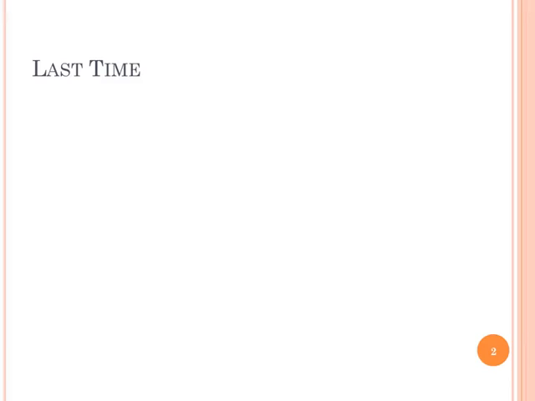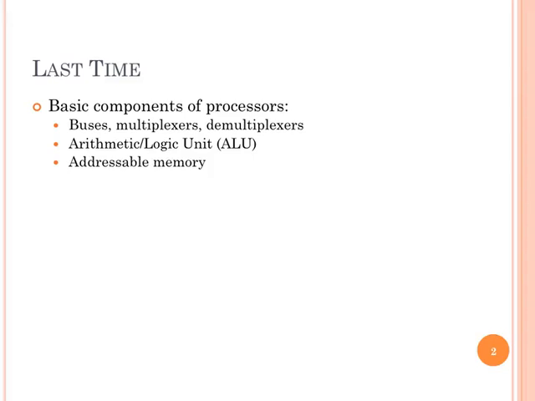So we talked last time about these various components that we needed to build a processor. And we talked about buses, just ways of routing signals around, multiplexers so that we could switch where signals go. We're going to be employing these heavily today. The arithmetic logic unit, which is the thing that actually does the computations.